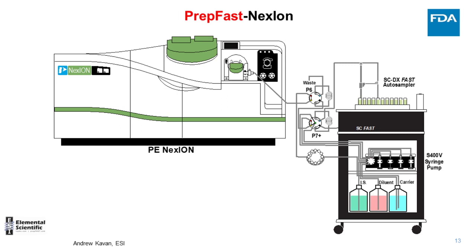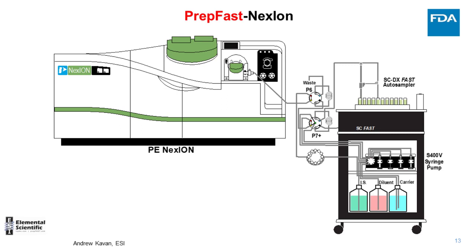As you can see, we have the PrepFAST on the right and the ICP-MS on the left top. The PrepFAST has the diluent and the carrier bottles at the bottom, and you can also have an internal standard. This is an advantage of PrepFAST: you don't have to add any internal standard manually to the sample. The PrepFAST adds it all simultaneously throughout your analysis.